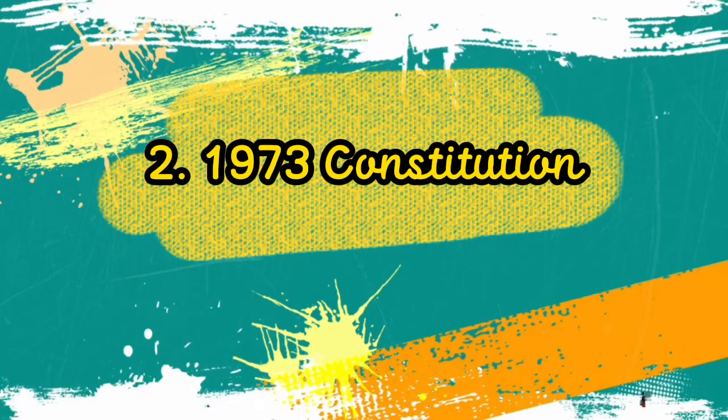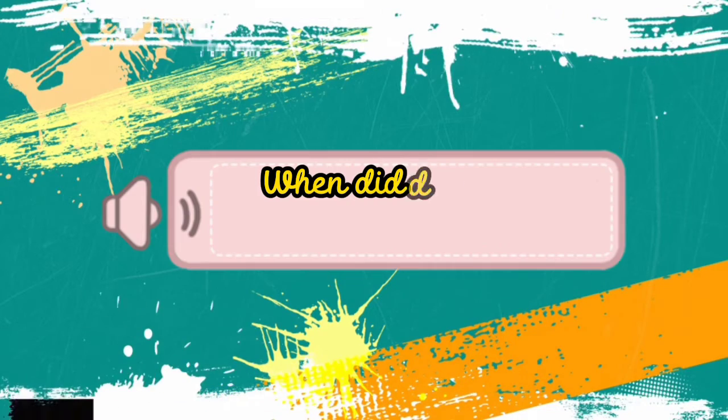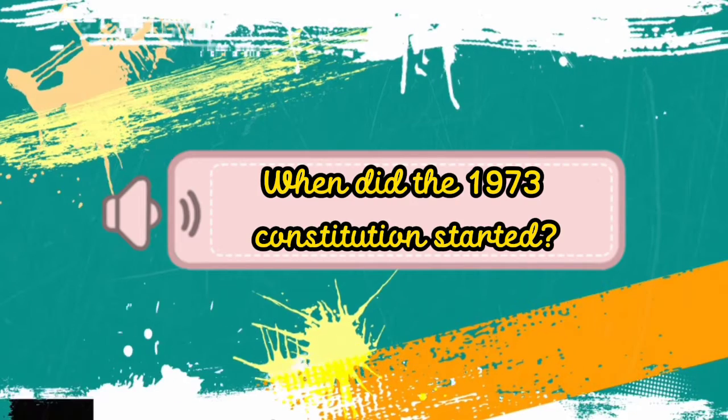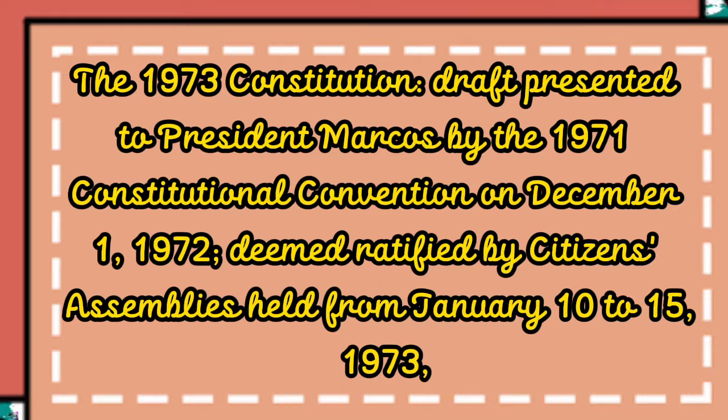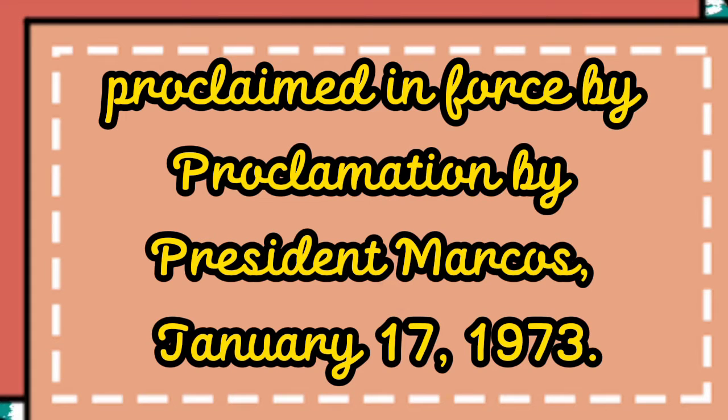The 1973 Constitution. When did the 1973 Constitution start? The 1973 Constitution draft was presented to President Marcos by the 1971 Constitutional Convention on December 1, 1972, then ratified by citizens' assemblies held from January 10 to 15, 1973. It was proclaimed and enforced by proclamation of President Marcos on January 17, 1973.